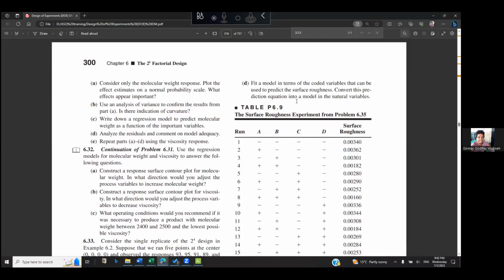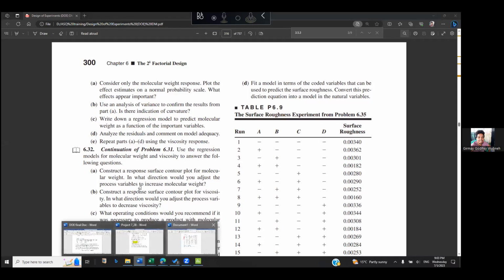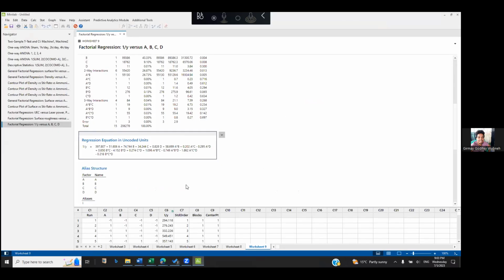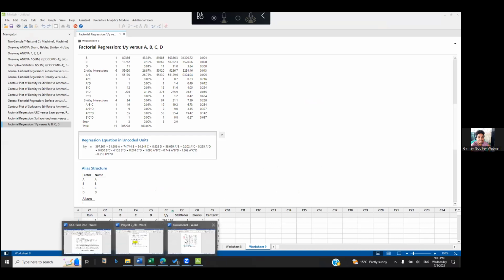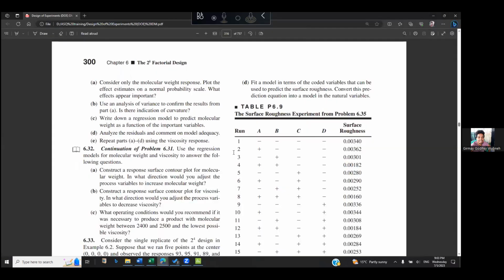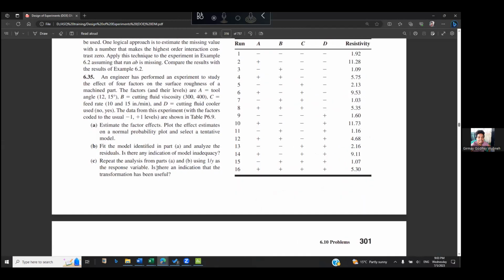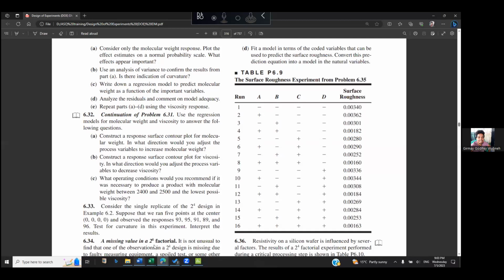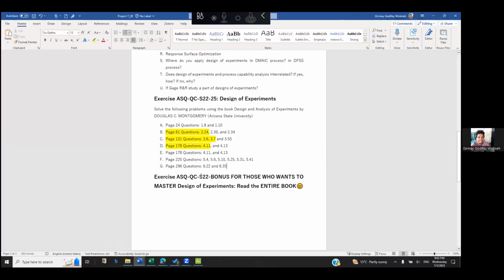Convert this prediction equation to a model in the natural variables. So the regression equation must be used for the natural variables.